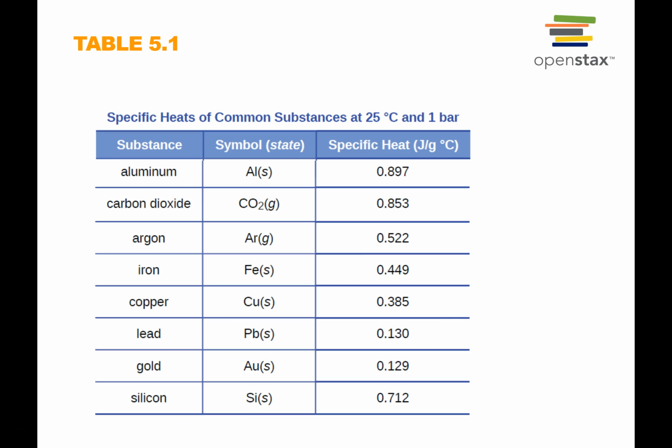All right, so here's some other things. Check it out. Lead: I don't hold a lot of lead, though I've got some lead shot in the lab. But look how easy it is to change its heat or its temperature. You only have to zap 1 gram of it with 0.130 joules to get it to budge 1 degree Celsius. That's what that constant means.